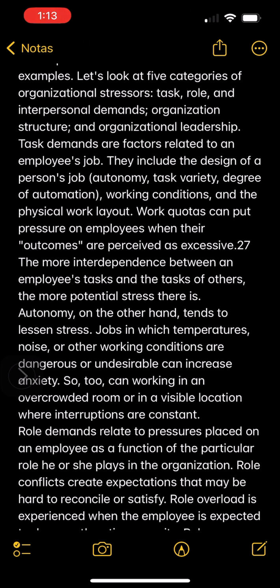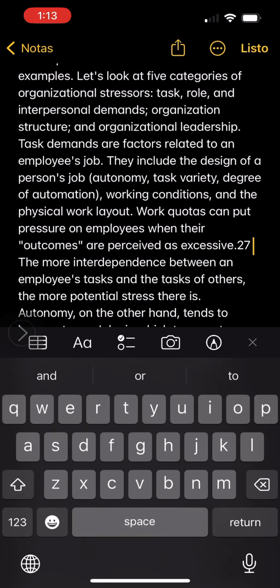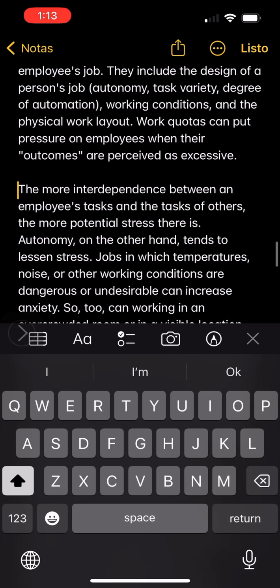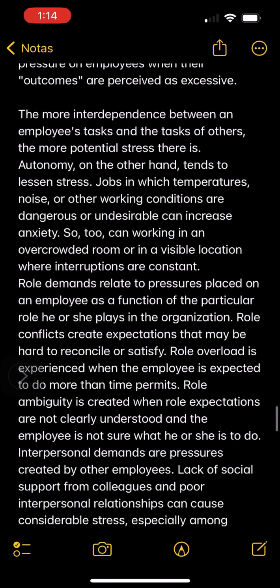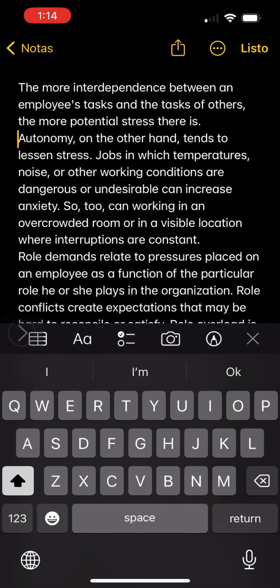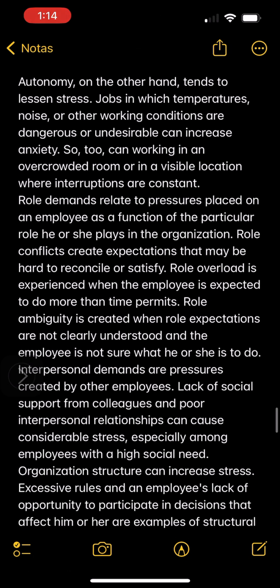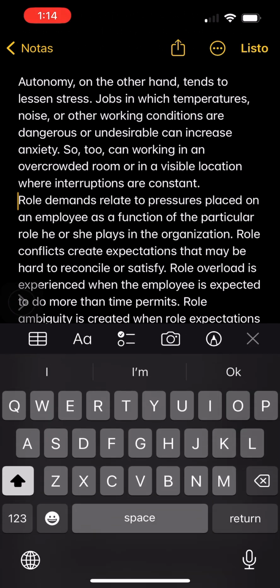Task demands are factors related to an employee's job. They include the design of a person's job, autonomy, task variety, degree of automation, working conditions, and the physical work layout. Work quotas can put pressure on employees when their outcomes are perceived as excessive. The more interdependence between an employee's tasks and the tasks of others, the more potential stress there is. Autonomy, on the other hand, tends to lessen stress. Jobs in which temperatures, noise, or other working conditions are dangerous or undesirable can increase anxiety. So too can working in an overcrowded room or in a visible location where interruptions are constant.